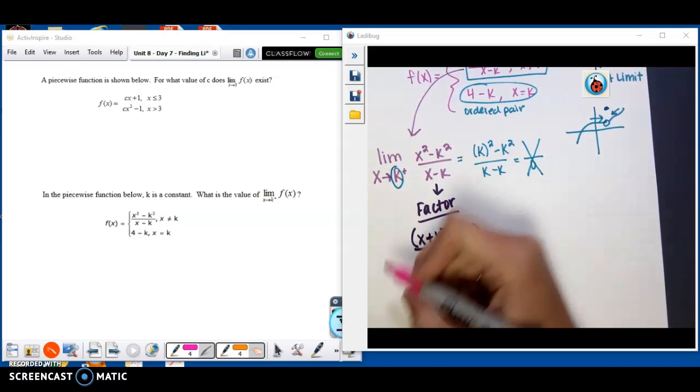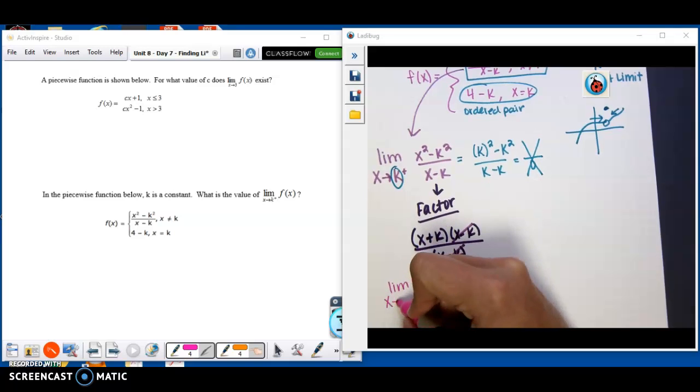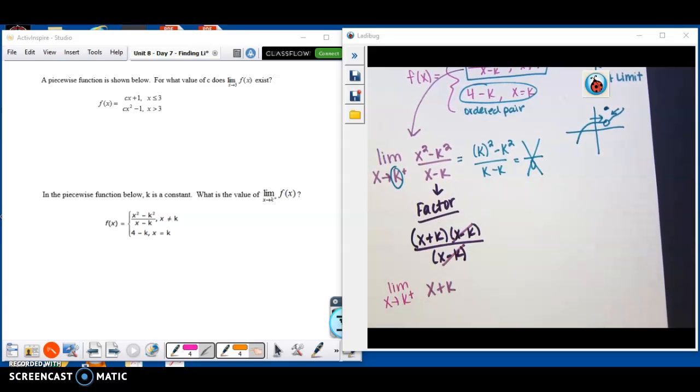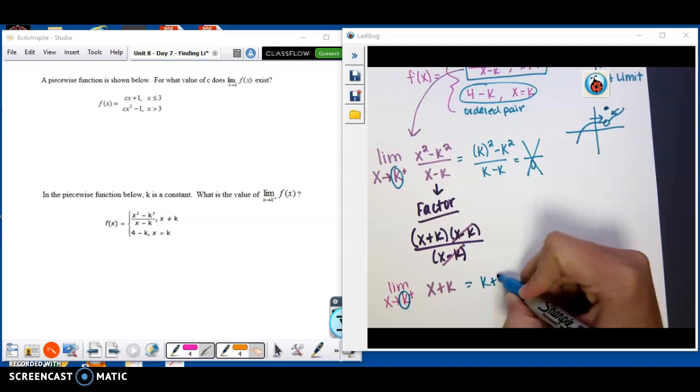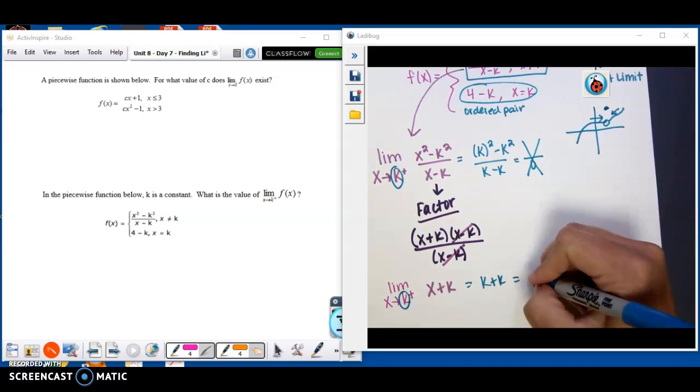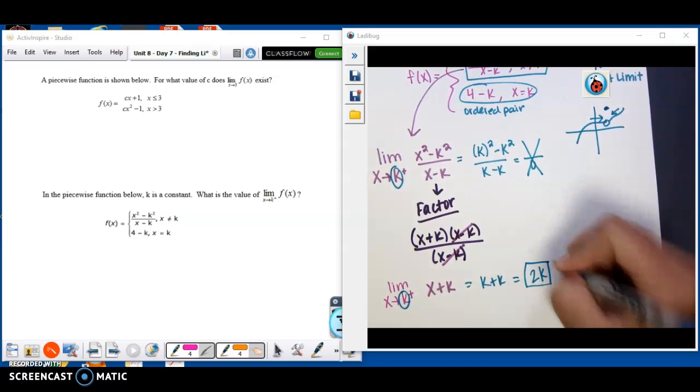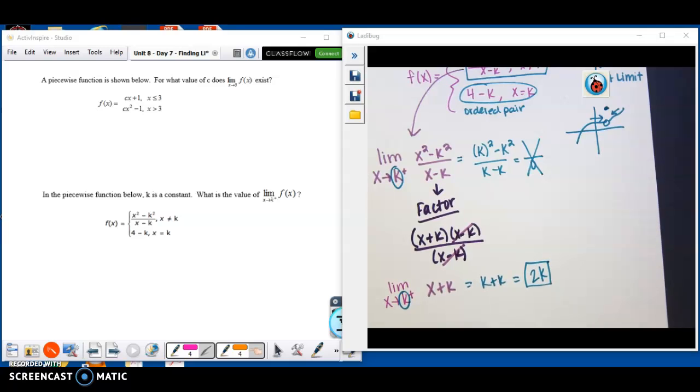So now we can bring down our limit. We want to find the limit as x approaches k from the right. The right really doesn't matter when you're doing the algebraic stuff. And now we're just going to do direct substitution, plug in k for x. And we're going to end up with k plus k, which is going to give us 2k, which would be our final answer.